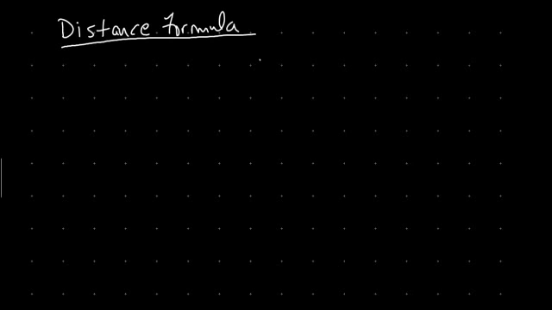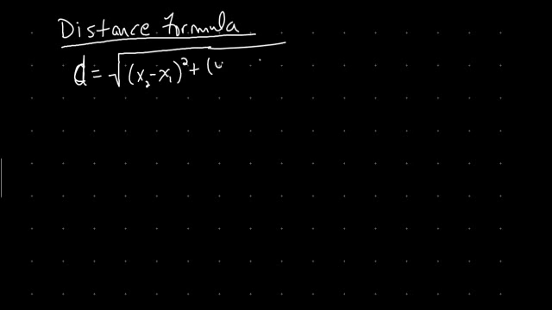Let's use this video to run through a couple examples of the distance formula. The distance formula: d equals the square root of x2 minus x1 squared plus y2 minus y1 squared.